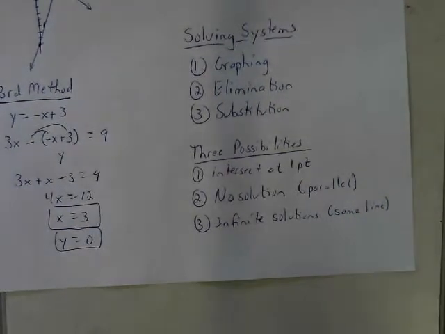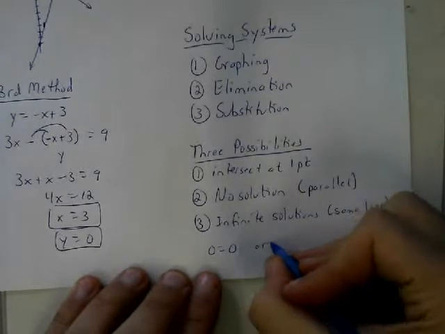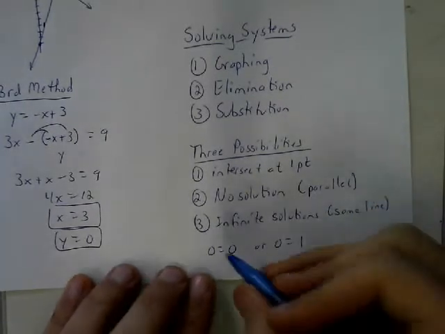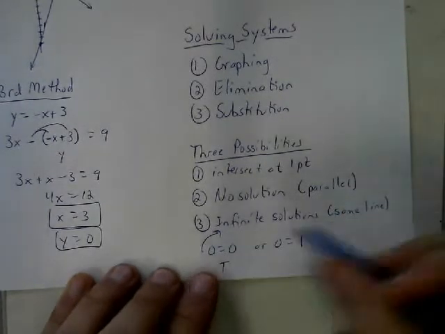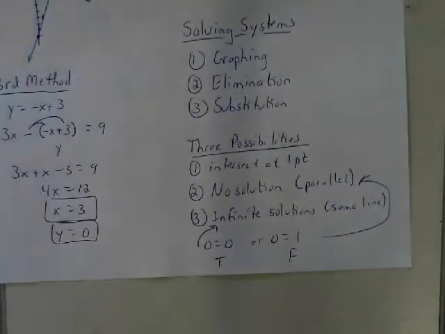Usually you can tell these two by how it solves. So for instance, you'll often get a 0 equals 0 or a 0 equals 1. If it is true, it would be the infinite solutions. If it is false, it would be the no solutions. That's usually how it appears when solving a problem.